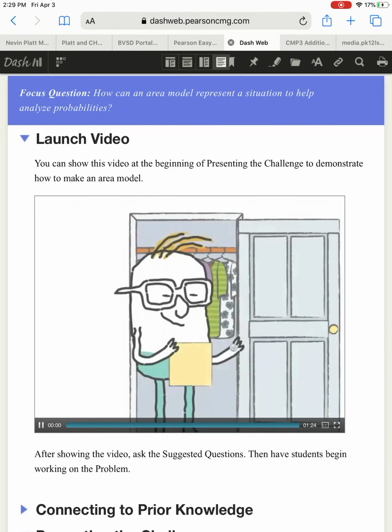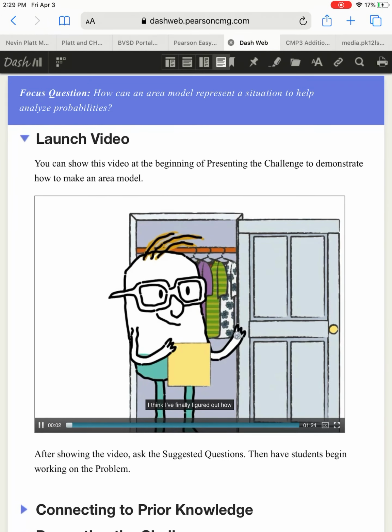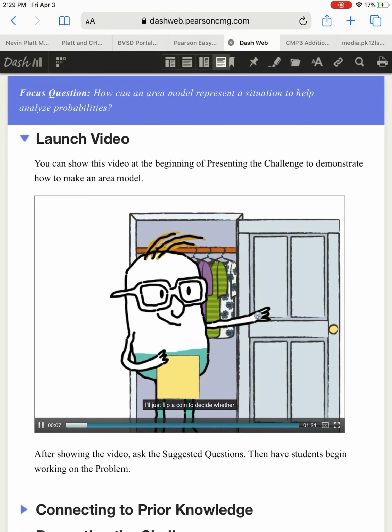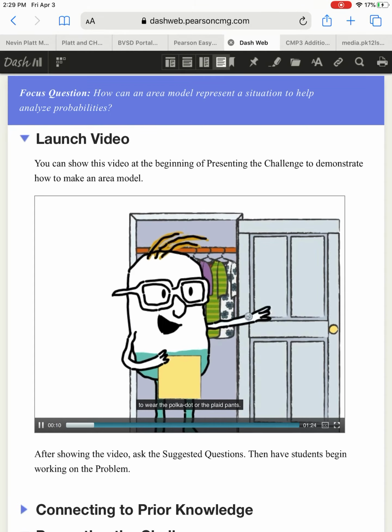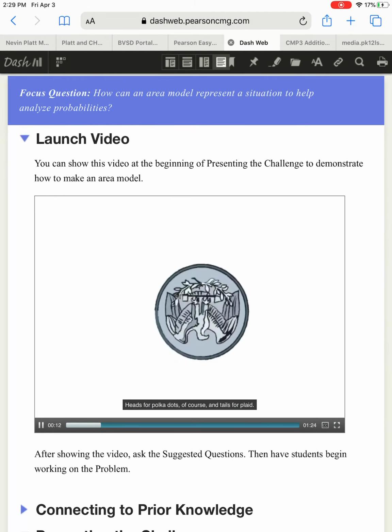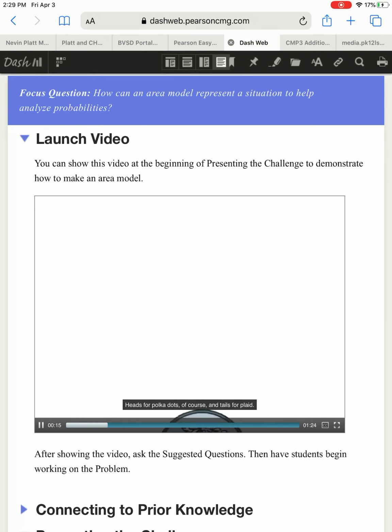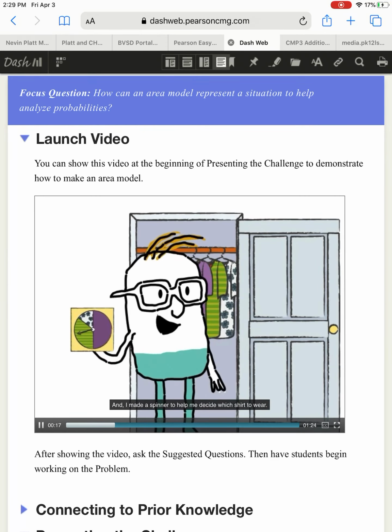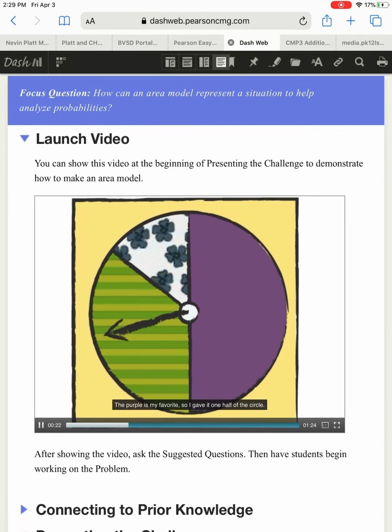Here we go. I think I finally figured out how to solve my morning clothing dilemma. I'll just flip a coin to decide whether to wear the polka dot or the plaid pants. Heads for polka dots, of course. Tails for plaid. And I made a spinner to help me decide which shirt to wear. The purple is my favorite, so I gave it 1/2 of the circle. The green striped is my second favorite, so it gets 1/3. And the blue is a little loud, so just 1/6 for that shirt.